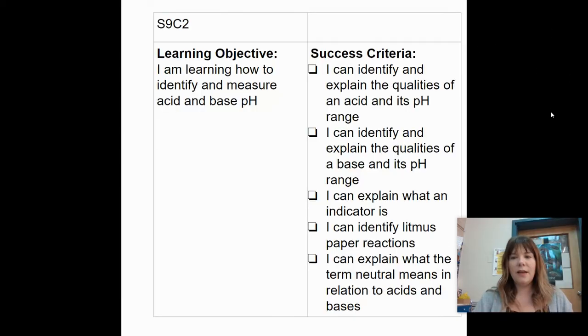Hello, Science 9. Today we are going to be talking about acids and bases. So, what are we learning? Well, today we are learning to identify an acid and a base and its pH.